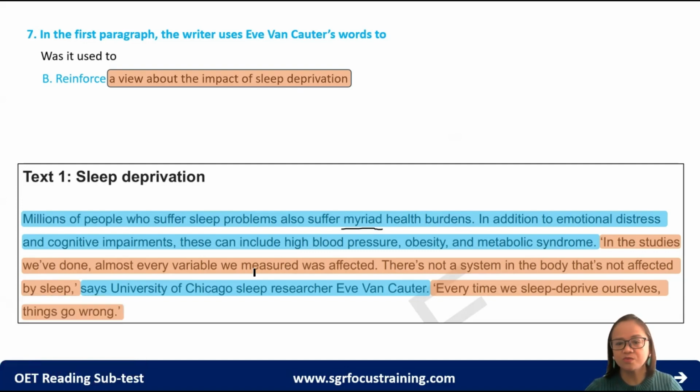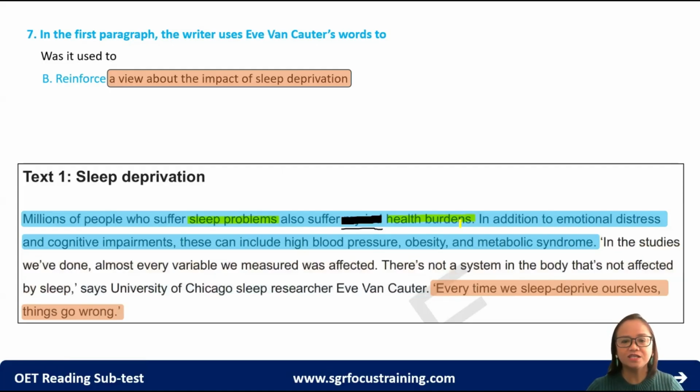If you ever come across a word you don't understand, the very quick strategy, remove it. Okay? Once you remove it, read it again. And it said millions of people who suffer sleep problems also suffer health burdens. Now, it's easier to understand. That means that if we have sleep problems, just like what is mentioned in here, then we also have health burdens. Health burdens means health problems. So if you're not sleeping very well, you're not going to be healthy. Basically, that's what that is telling us, which is exactly what Eve also mentioned.